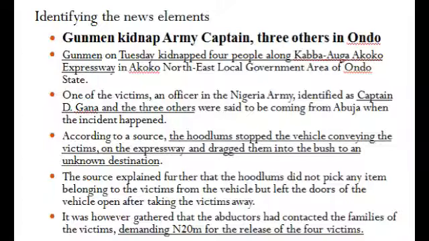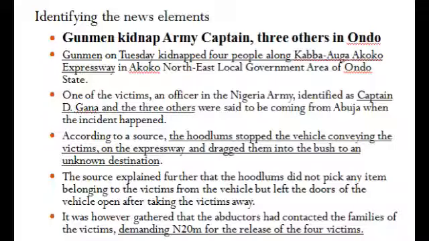And then you have the why, that is, why were they kidnapped? Because the abductors, the kidnappers, wanted 20 million from them. And then you have seen the where: it happened along Kaba Alga Akoko Expressway in Akoko North East local government area. And then you have the what, kidnap, people were kidnapped. And then you have the when, on Tuesday.